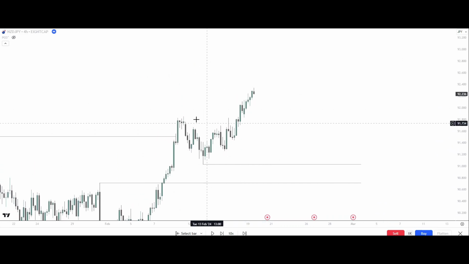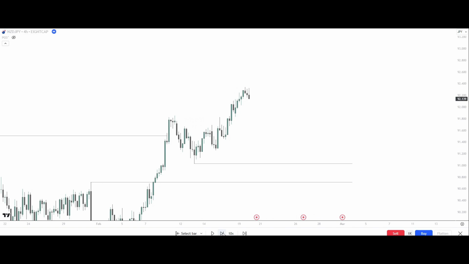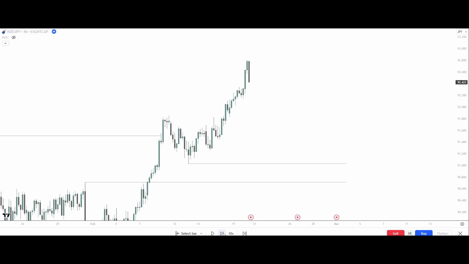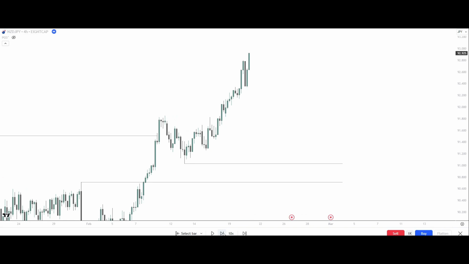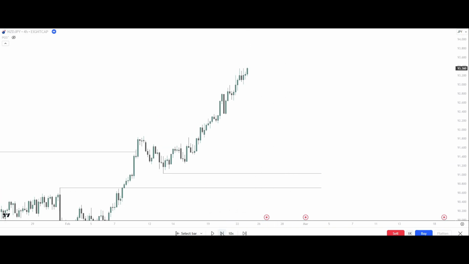Okay, so market's still going on. We are not going to short it here. It is only going to be confirmed if we see an intermediate term high put in. So still going on, as you can see, right? Still continuing to go higher.